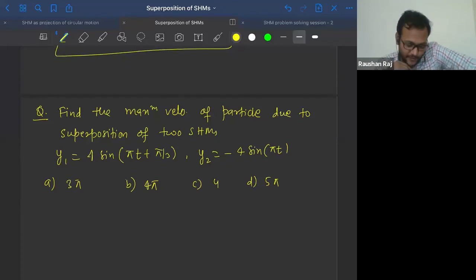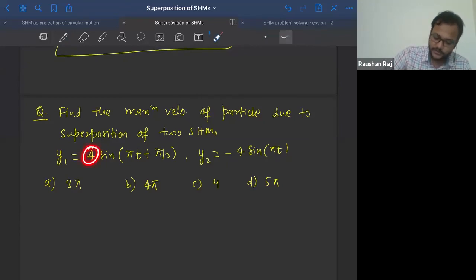Sir, is A1 4? I don't know, bacha. If I give you that hint, then you can solve it. Yeah, A1 is 4 only. That I can give. It's given, na. A1, A2, see, this is one of the amplitudes, this is the other amplitude.